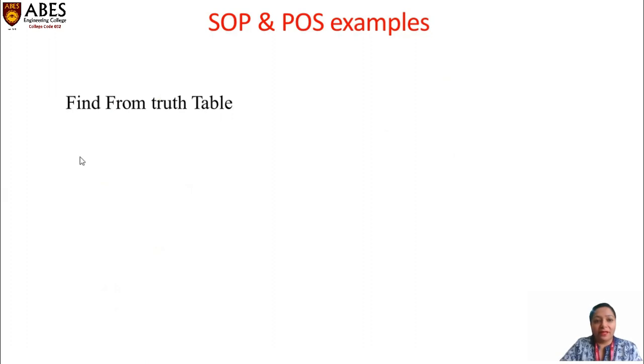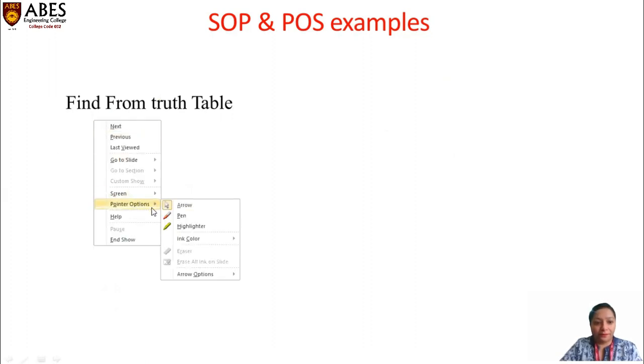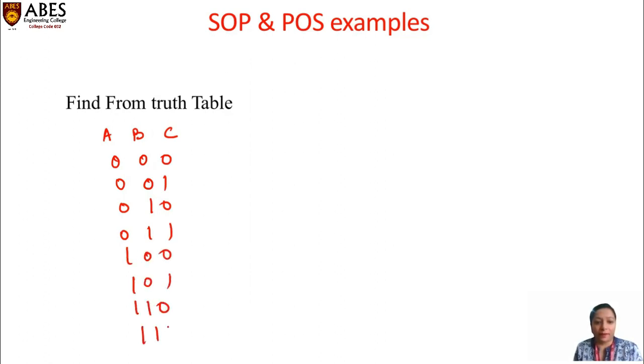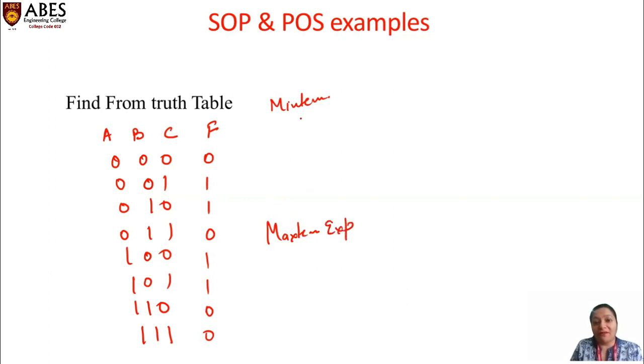And if we have been given the truth table, say for example, with 3 variables, and we have been given the output values like 0, 1, 1, 0, 1, 1, 0, 0, something like that. So it is asked to find out the min term expression and find out the max term expression. Okay. So how can we find the min terms?